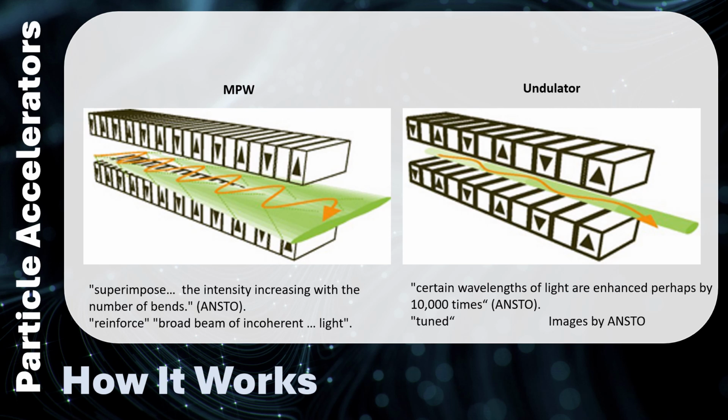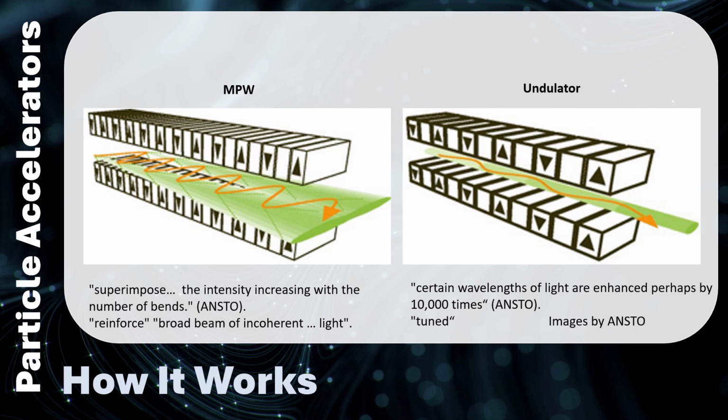Now let's discuss the two main magnetic manipulation devices used in the storage ring: wigglers and undulators, the main insertion tools used within the synchrotron. These are inserted into the 4.4 meter straight sections with the goal of amplifying frequencies of light. A multipole wiggler, or MPW, uses many high-powered alternating magnets to create many spanning cones of synchrotron light by bending the path of the electrons back and forth rapidly, which superimpose, the intensity increasing with the number of bends. They are used to reinforce spectrums of light, creating a broad beam of incoherent light.